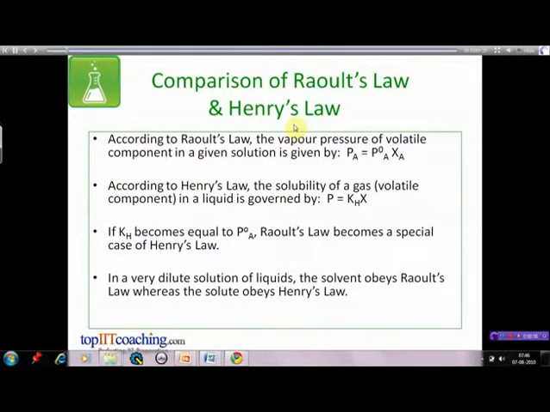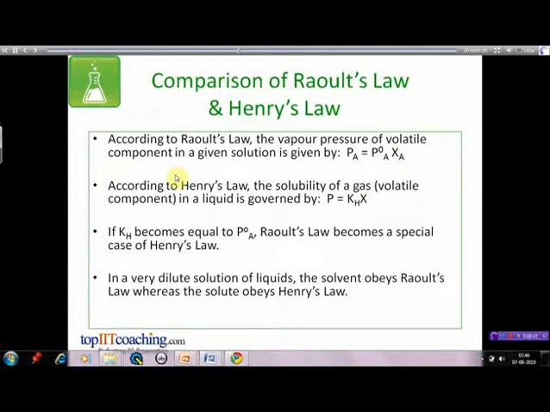We discussed Raoult's law and Henry's law in the last chapter in detail. If you remember, then according to Raoult's law, the vapor pressure of a volatile component in a given solution is directly proportional to the mole fraction of that component. So mathematically, we can write Raoult's law as PA is equal to P naught A into XA, where PA is the vapor pressure of the volatile component in the solution, P naught A is the vapor pressure of that component in its pure state, and XA is the mole fraction of that component in the solution.